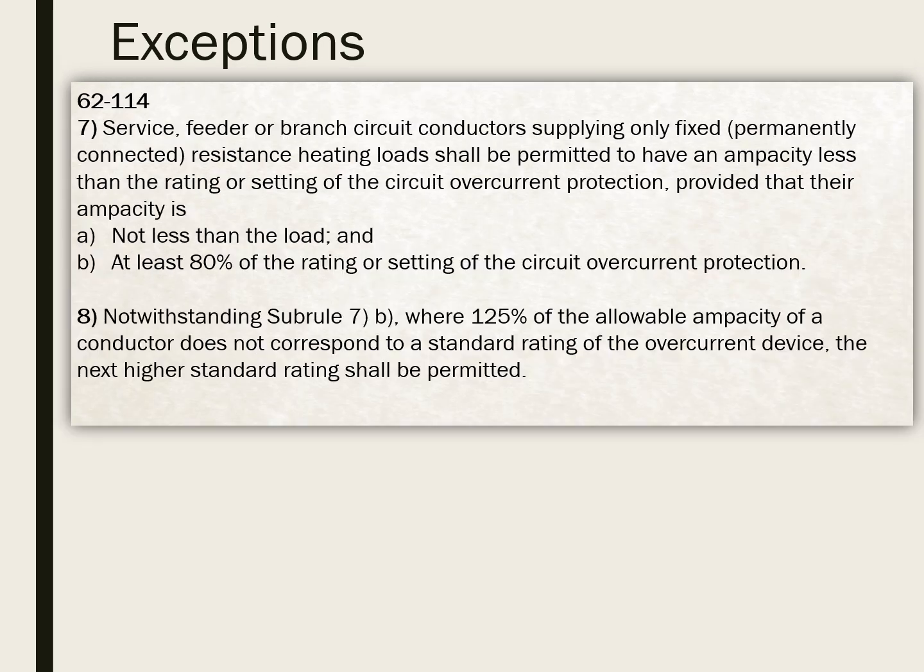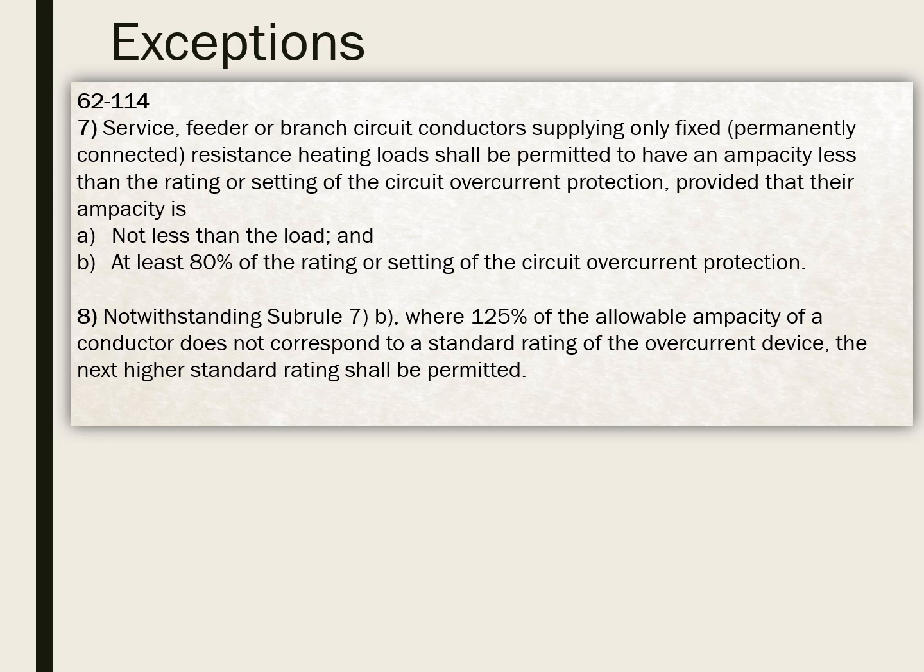Another exception that we have is with heating devices. So anytime that we have electric heat inside a home, it does not follow the same rules. Take a look at 62-114 Subrule 7. This says that for services, for feeders, and for branch circuit conductors, supplying only the fixed resistance heating loads.